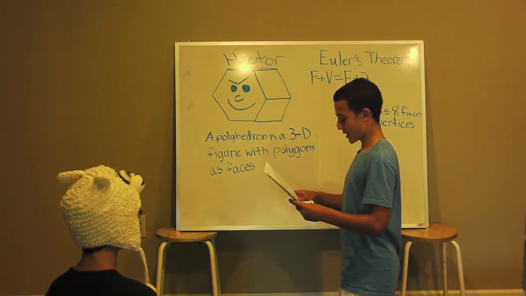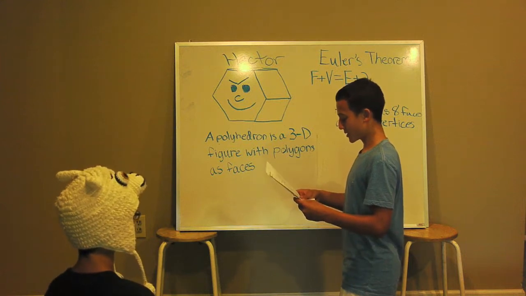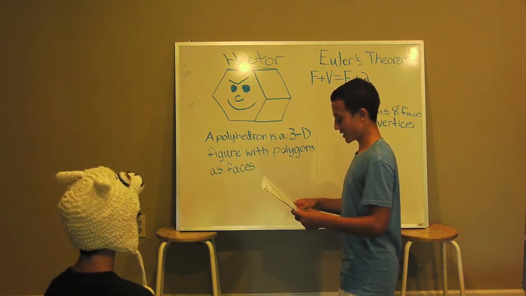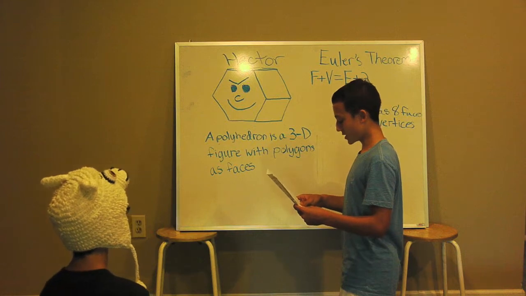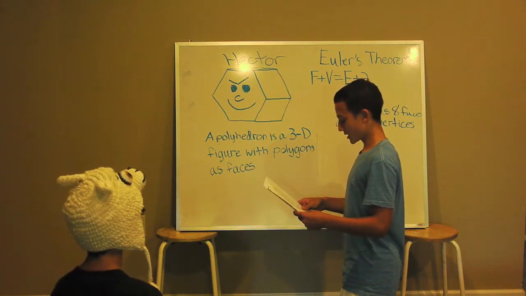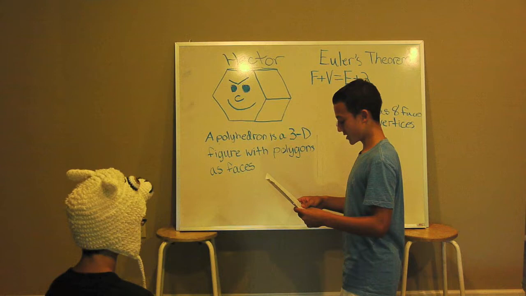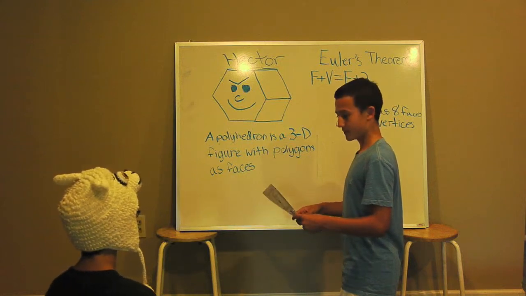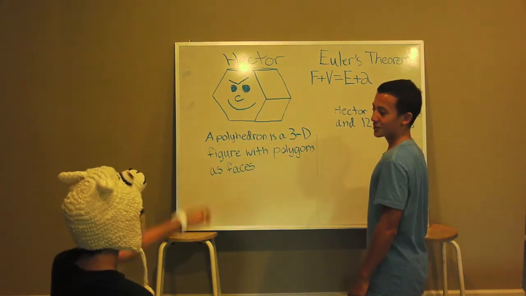One type of special polyhedron is a platonic solid. A platonic solid is one of 5 regular polyhedra: a regular tetrahedron, a cube, a regular octahedron, a regular dodecahedron, and a regular icosahedron. So cool. What's that? It sure is.